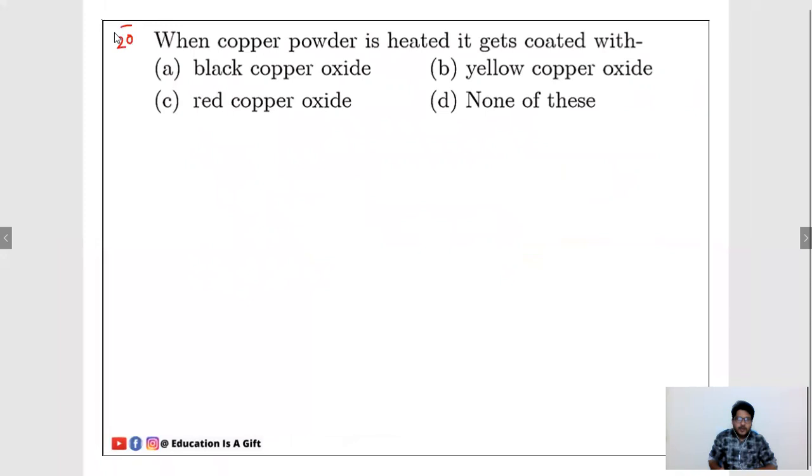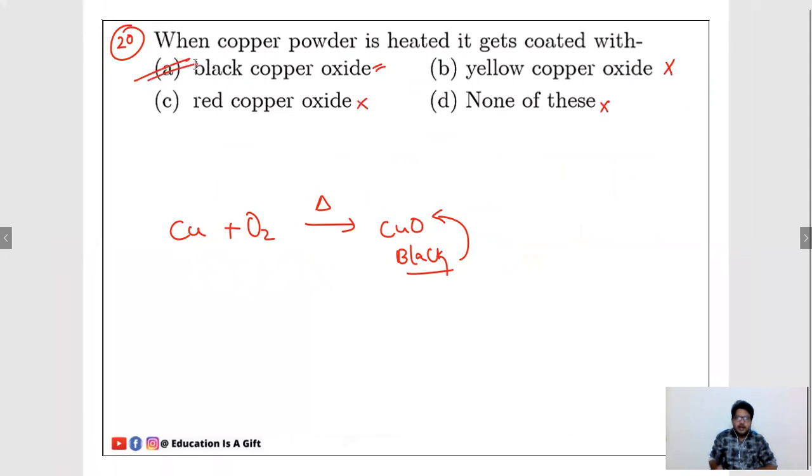20th question. When copper powder is heated, it gets coated with. Copper plus O2 gives rise to, if it is heated, CuO, copper oxide, which is black in color. Now the answer: black copper oxide. Yes, black copper oxide is formed. This is correct. Yellow, no. None of these, no. Red, no. Answer is A, black copper oxide is formed.